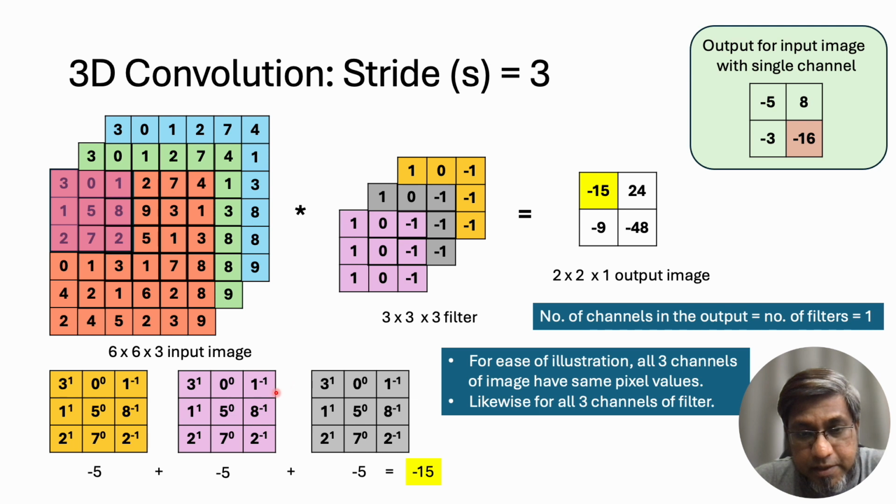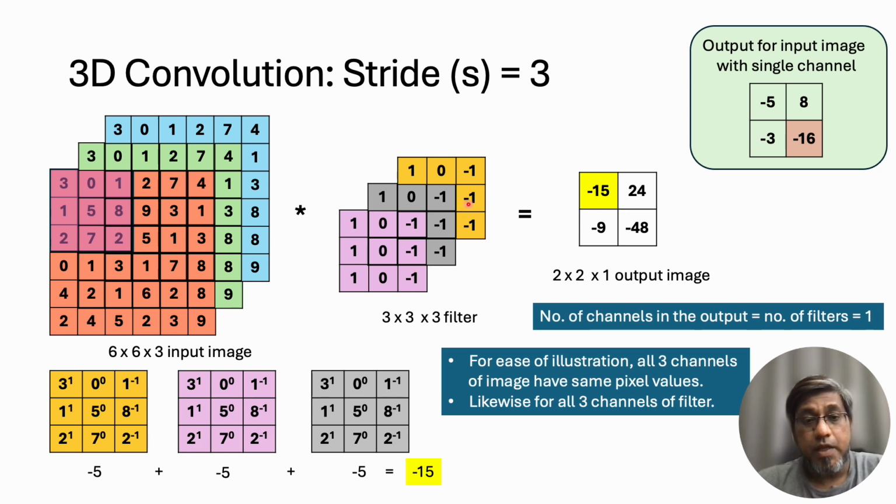And since we are using the same numbers as the first channel, and since the product is going to be the same, we get the same answer, which is minus 5 in this case. So the element by element product, and the sum of those products for the particular window is still going to be minus 5 for the second channel as well. And similarly for the third channel, we will get the same answer of minus 5 because we have used the same pixel values for all the three channels and the same filter element values for all the three channels of the filter.